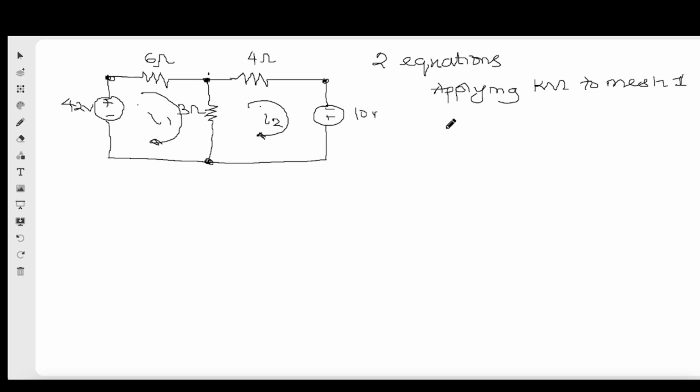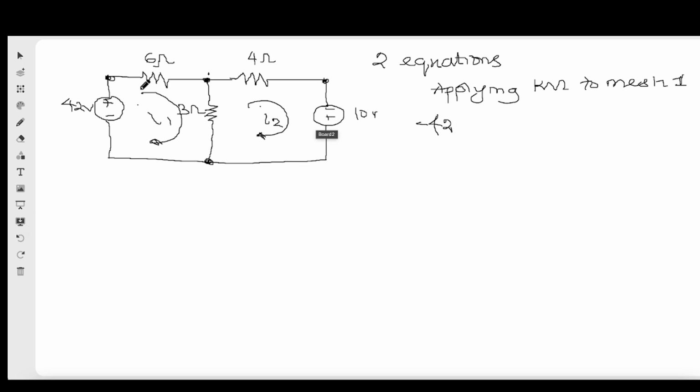Applying KVL to mesh 1, we have to apply KVL to this mesh here, and you can see the direction of current. The direction of current is clockwise. So when it gets to this 42 volts, it is entering through the negative terminal. So that's minus 42 volts.